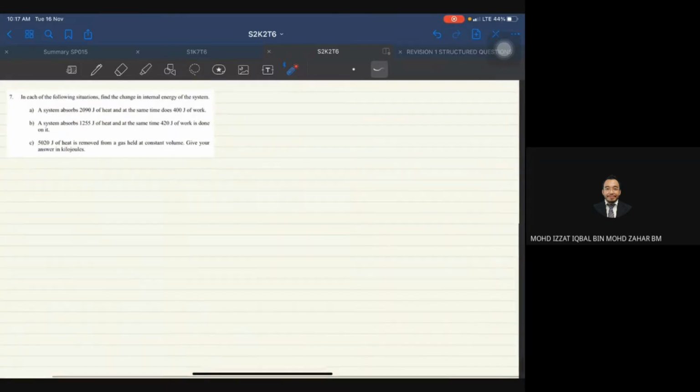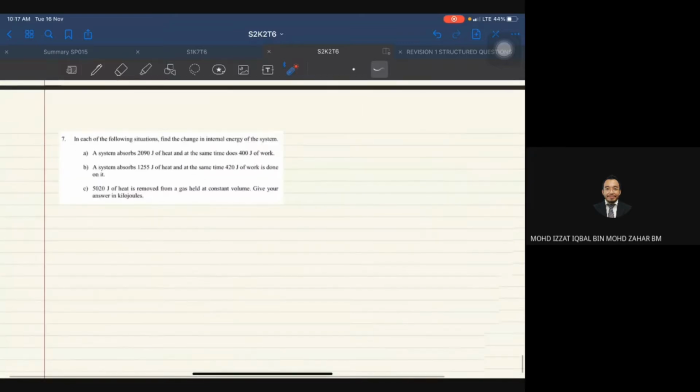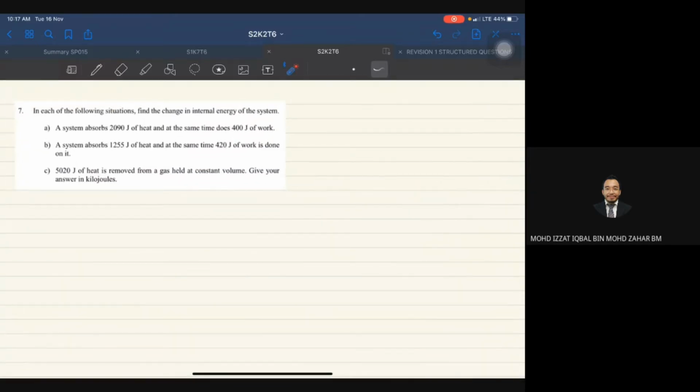This one is tutorial question number 7. Can you see the question? Nampak tak? Nampak je. In each of the following situations, find the change in internal energy of the system. So dia kata, untuk setiap situasi, cari change in internal energy of the system. Kalau change in internal energy of the system, symbol dia apa? What is the symbol? Delta U. Yes, delta U. So the question actually want you to find delta U.